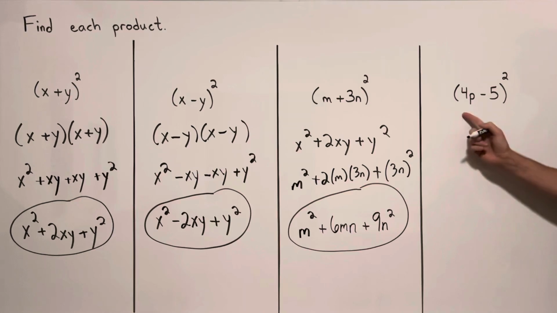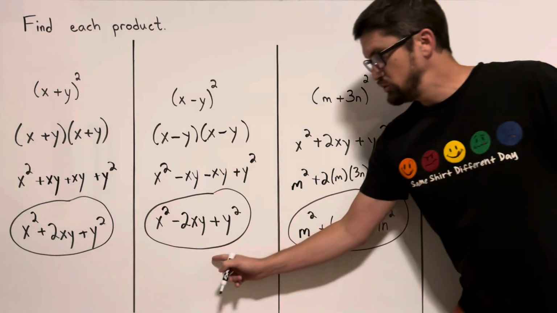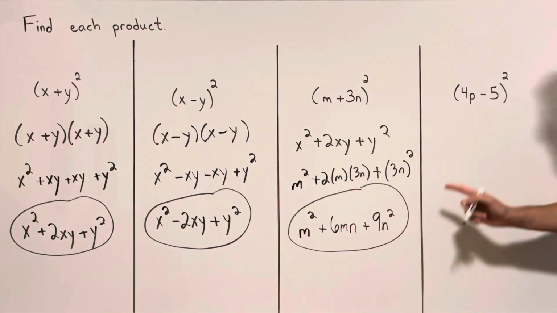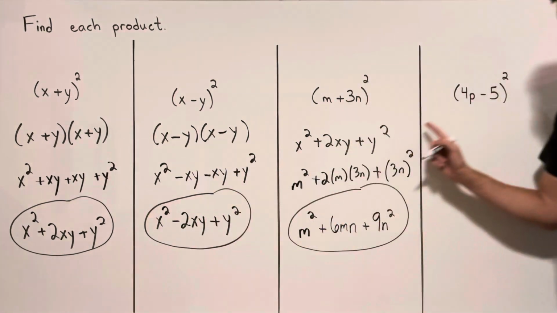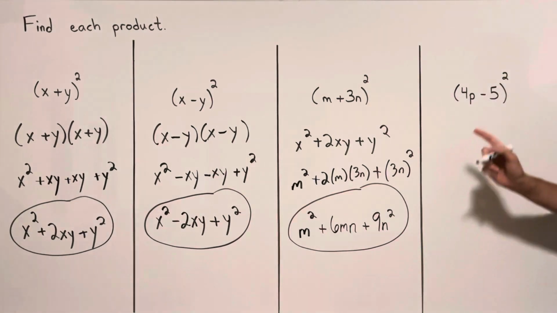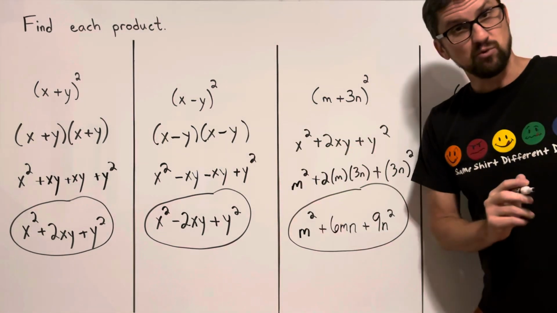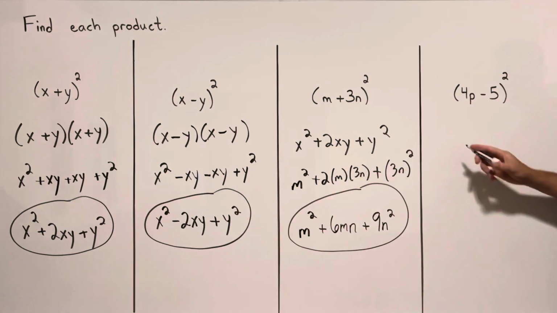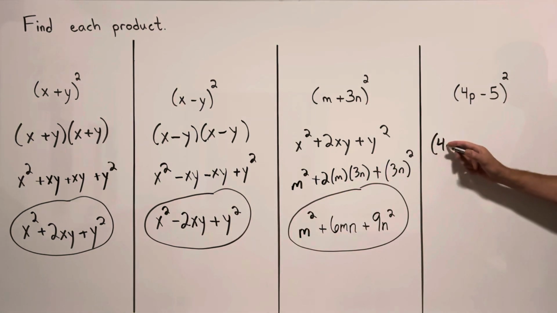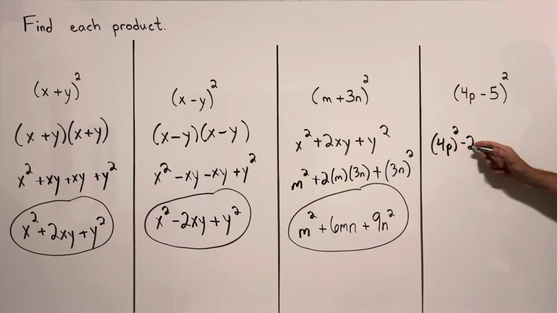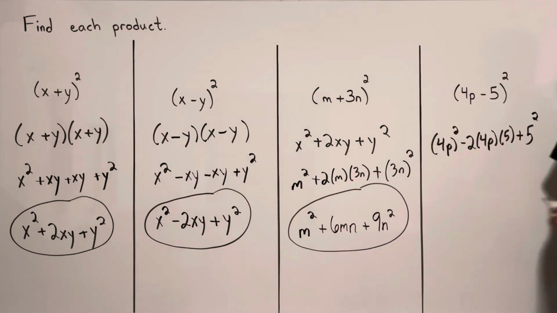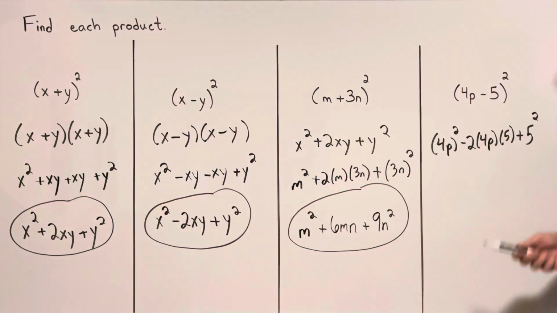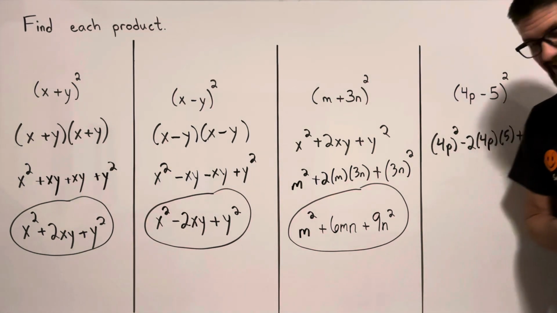Now this one with the minus sign, we're going to be using this formula. So the x here matches up with 4p, and the y matches up with 5. So applying this formula, I have 4p squared minus 2 times 4p times 5 plus 5 squared. It's a plus y squared at the end. And the y is 5, so it's going to be plus 5 squared at the end.